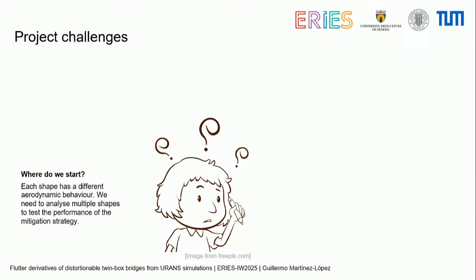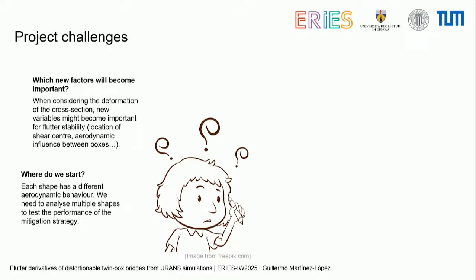It might be that some geometries work and are really effective, and some other geometries are not working together with this mitigation strategy. So we need to test different types of cross-section and see how they perform. The second one is, of course, we will have extra factors to take into account. For example, it is really sensible, the topic of the dynamic influence of the first box onto the second box, or there are other things that come into play.